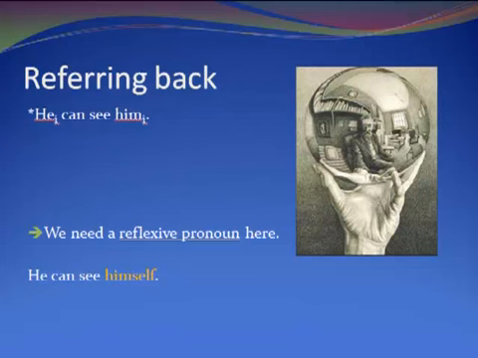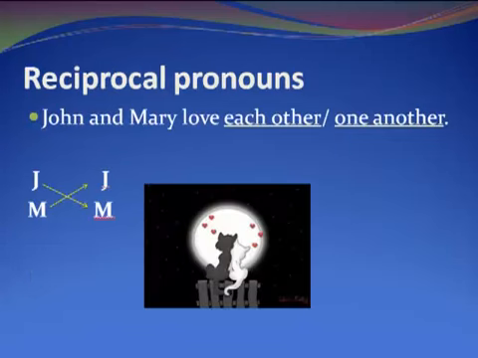Now, a fourth type of pronoun, which is a little bit related to the reflexives, is what are called reciprocal pronouns. Now, there are only 2 of these, each other and one another, as in John and Mary love each other, John and Mary love one another. And they really express that John loves Mary and Mary loves John.